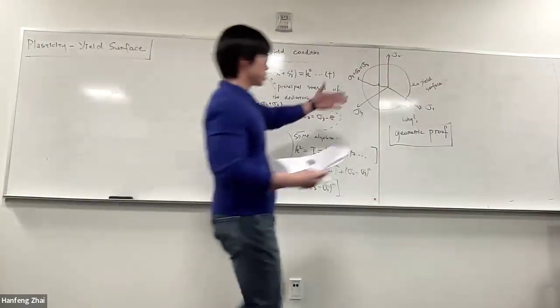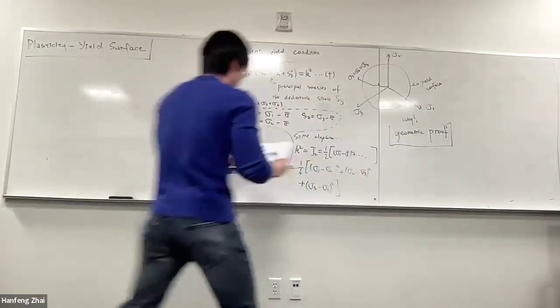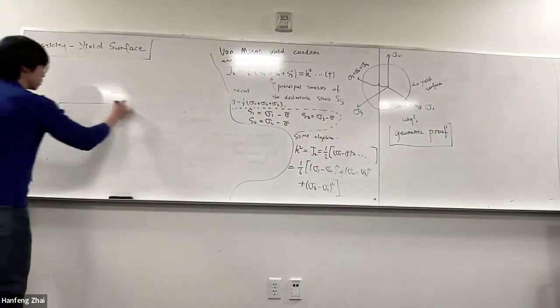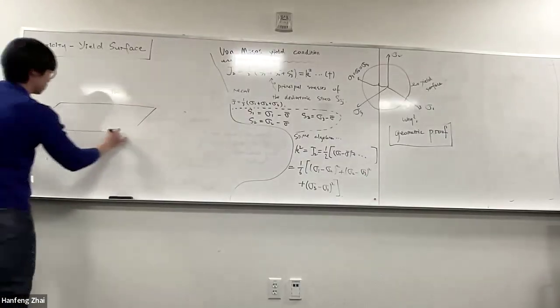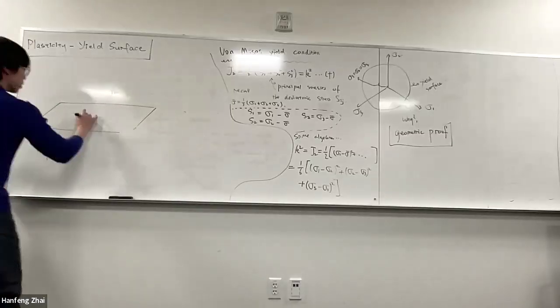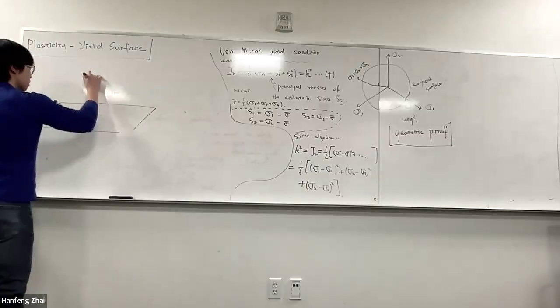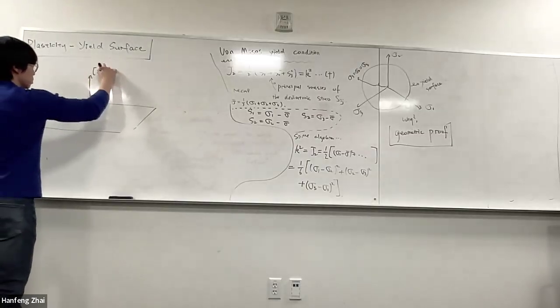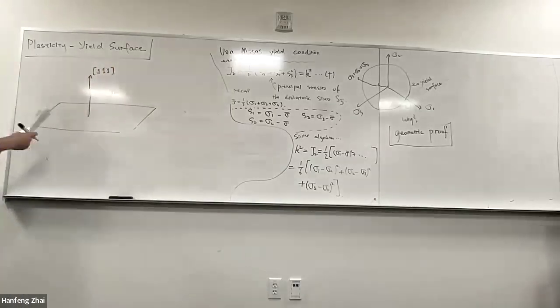So we start with this plane projection. Now let's draw this plane right here. I said this is the 1, 1, 1 projection plane, right? It has a normal axis pointing upward, which is this 1, 1, 1. All right, cool.